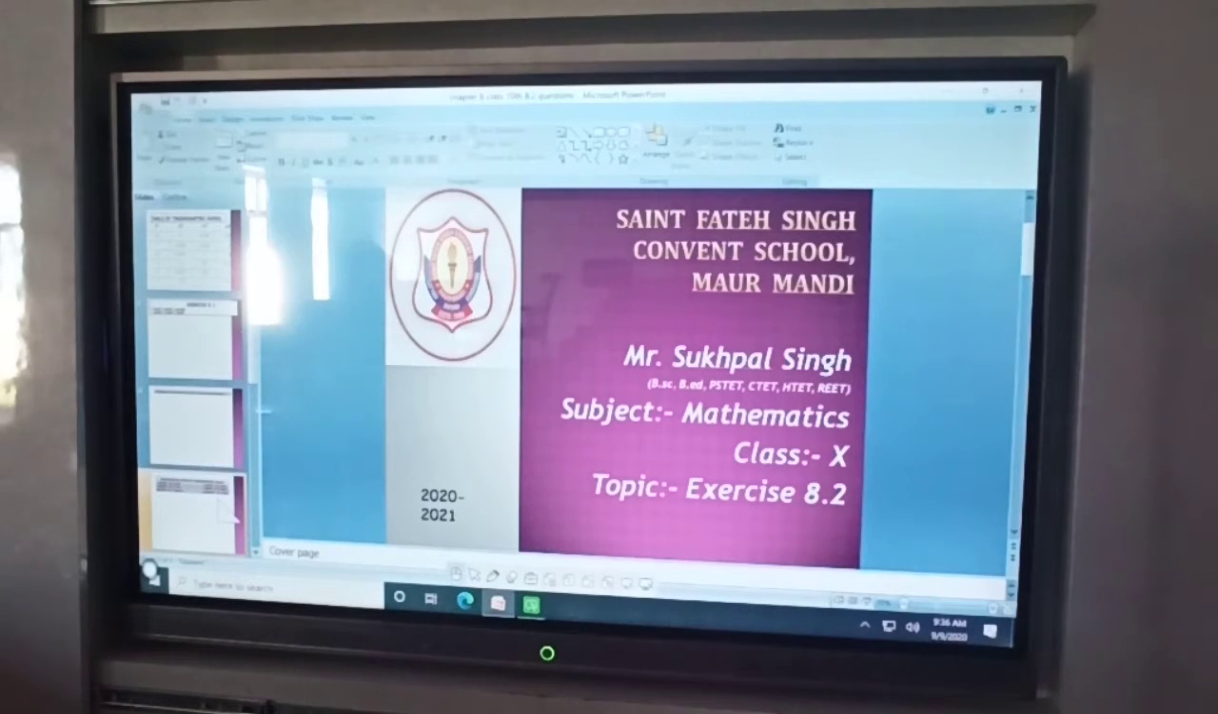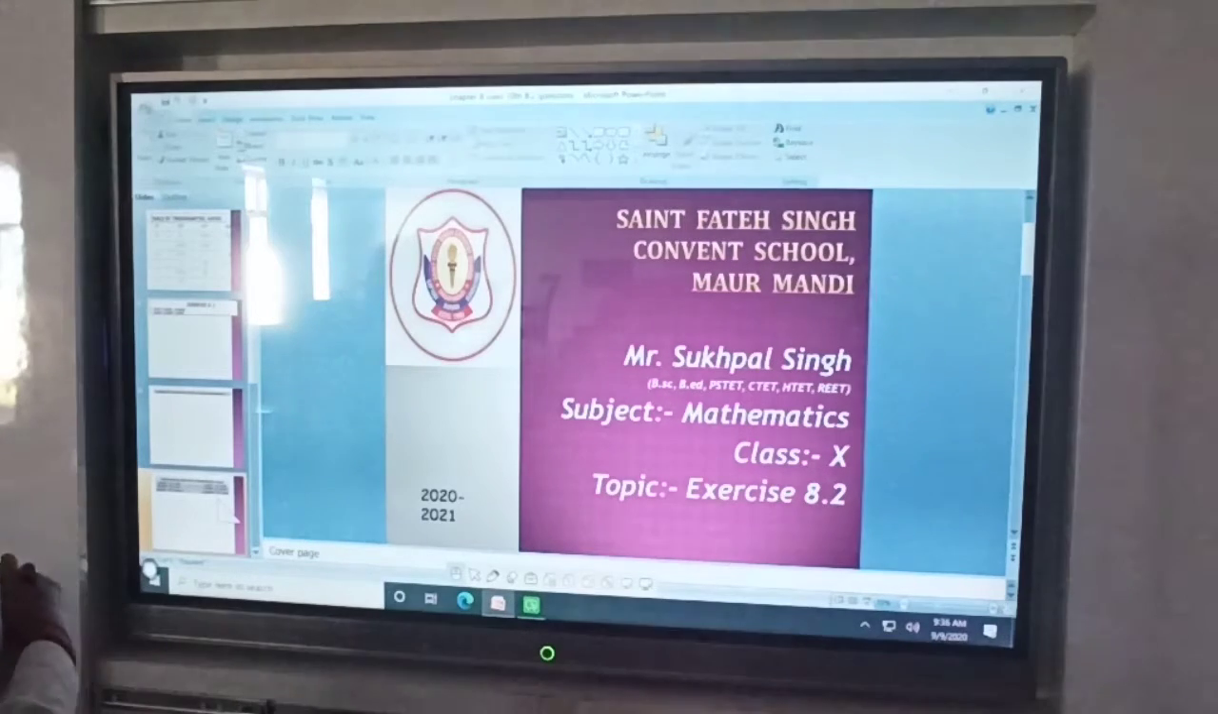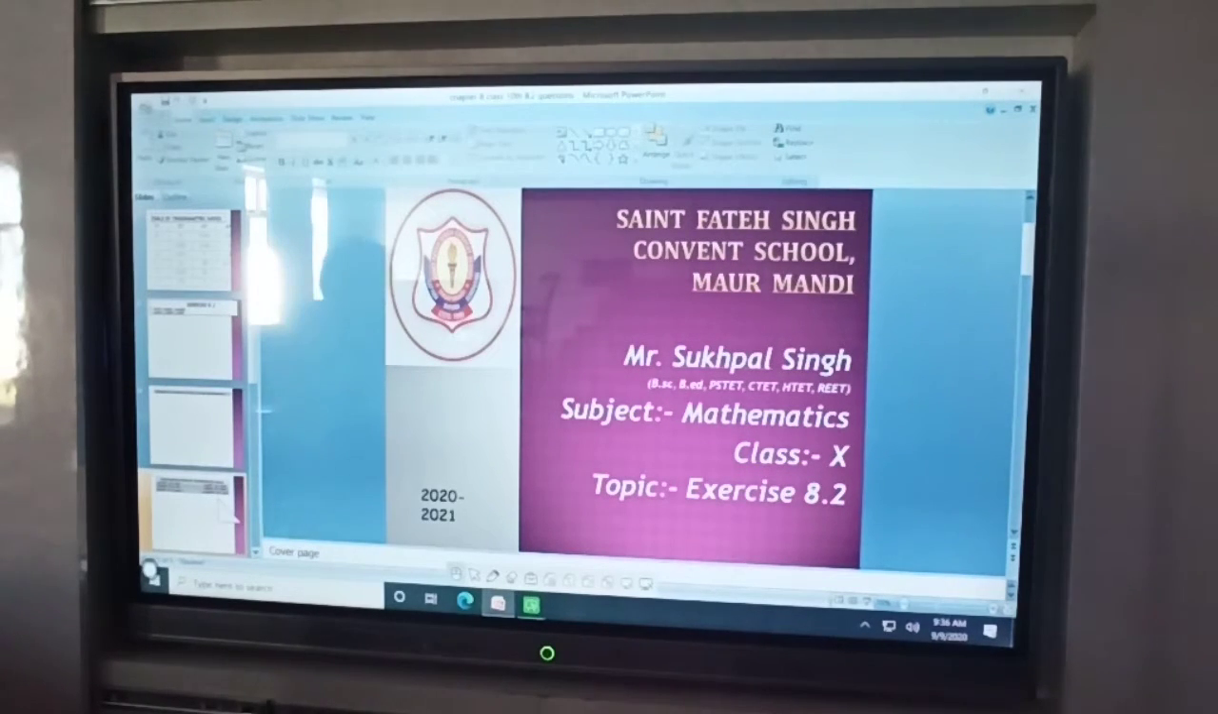How we can use these trigonometric identities and how we can prove that sin square theta plus cos square theta is equal to 1, secant square theta minus tan square theta is equal to 1, and cosecant square theta minus cot square theta is equal to 1. These all are facts we can prove from a right angle triangle. The whole chapter of trigonometry is based upon the right angle triangle. Each and everything we can prove from the right angle triangle only.